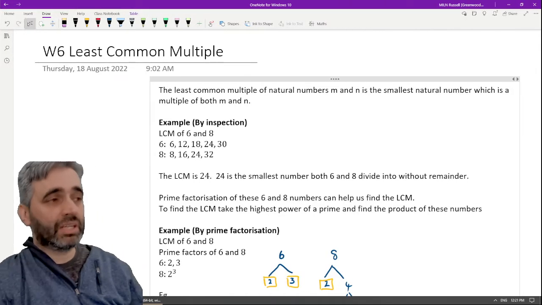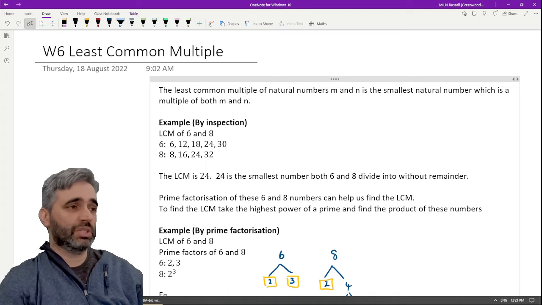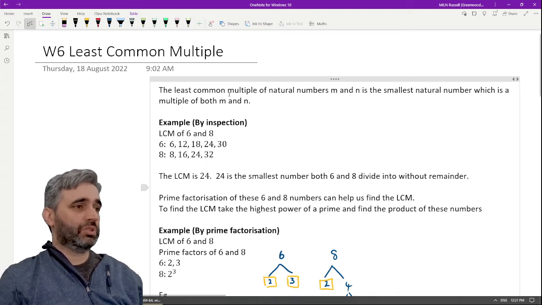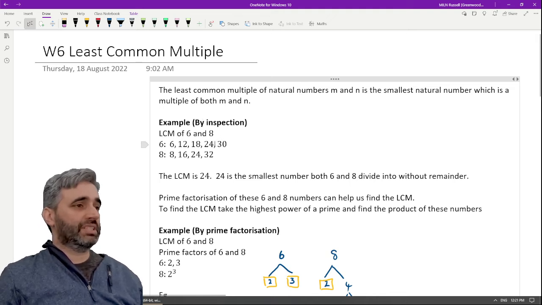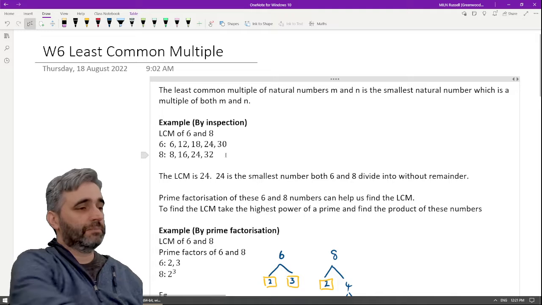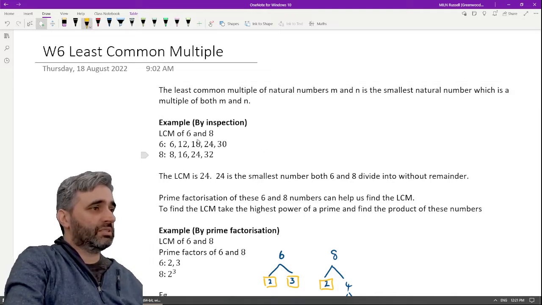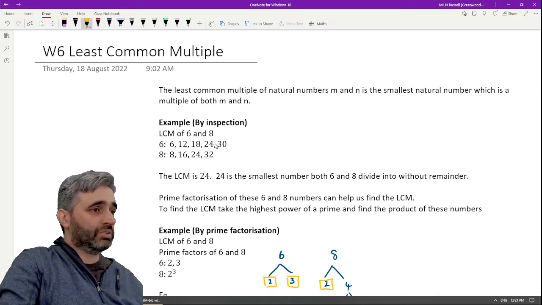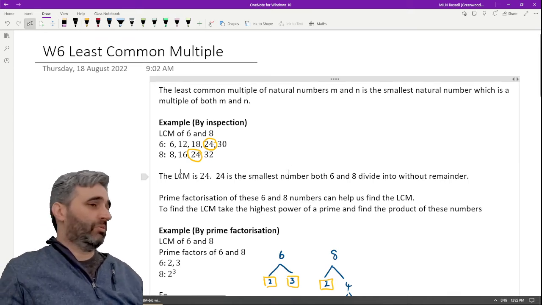Hi everybody. Today we're going to look at least common multiples and how to use multiples to solve problems. Specifically, we're going to be looking at lowest common multiples to start with. If we have two numbers, 6 and 8, we can write out the multiples of 6 and the multiples of 8, and then we can look for a number that's common in both sets. In this case, it would be 24. And that's the lowest common multiple.